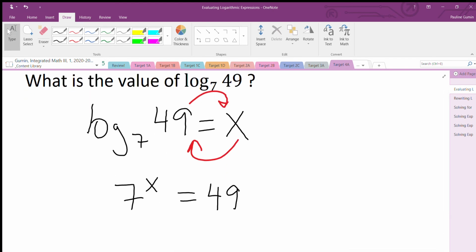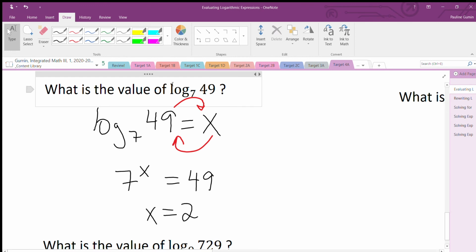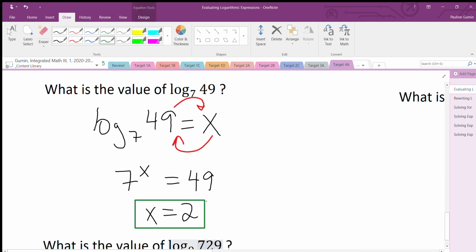Well, 7 to the power of what is 49? 2. 7 to the power of 2 is 49. And again, you could plop this into your calculator. If you need help with that, please let me know.